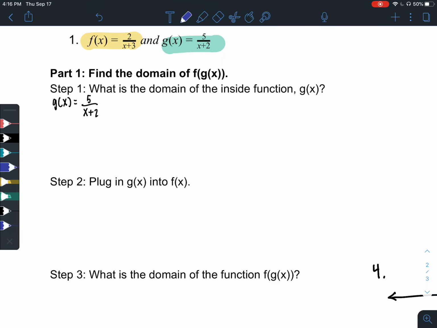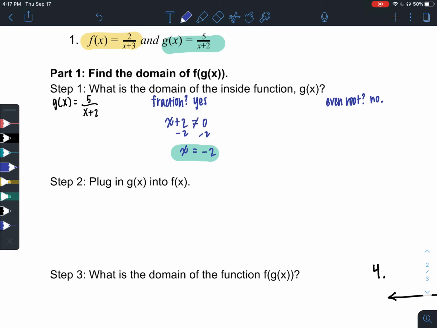So we're going to ask ourselves our two questions. Is there a fraction? And is there an even root? You should have said, yes, there is a fraction. So we set the denominator, x plus 2, not equal to 0, and solve. So x is not equal to negative 2. There is no even root, so we don't have to do that.